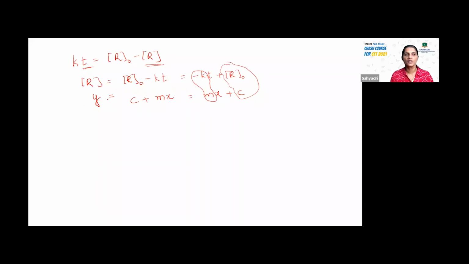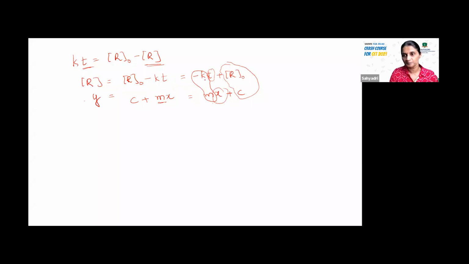You have studied the equation for a straight line in maths. Y is equal to MX plus C, where M is the slope. Slope is y2 minus y1 by x2 minus x1. C is the constant, the y-intercept. X is variable, so here t is variable. Whatever coefficient is along with x becomes the slope. What is associated with t? It is minus k, so m is equal to minus k.